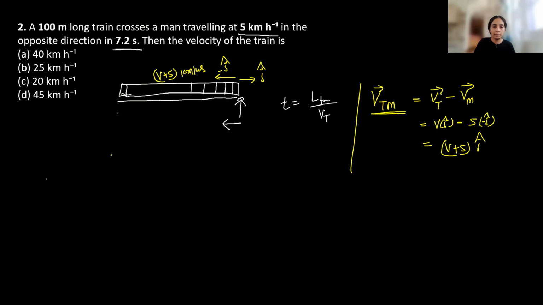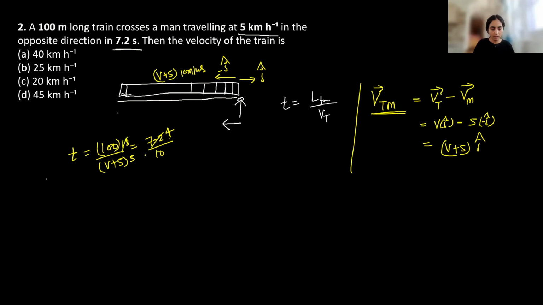तो आप टाइम निकाल लो. टाइम कितना होगा बताओ? Time will be length of train, that is 100 meter, by velocity, that is v plus 5, and that is given as equal to how much? 7.2 seconds. Be careful with units also. ये किलोमीटर पर आवर में है, ये मीटर है, ये सेकेंड है. सो इसको आप मीटर पर सेकेंड में चेंज कर लो. So 5/18.